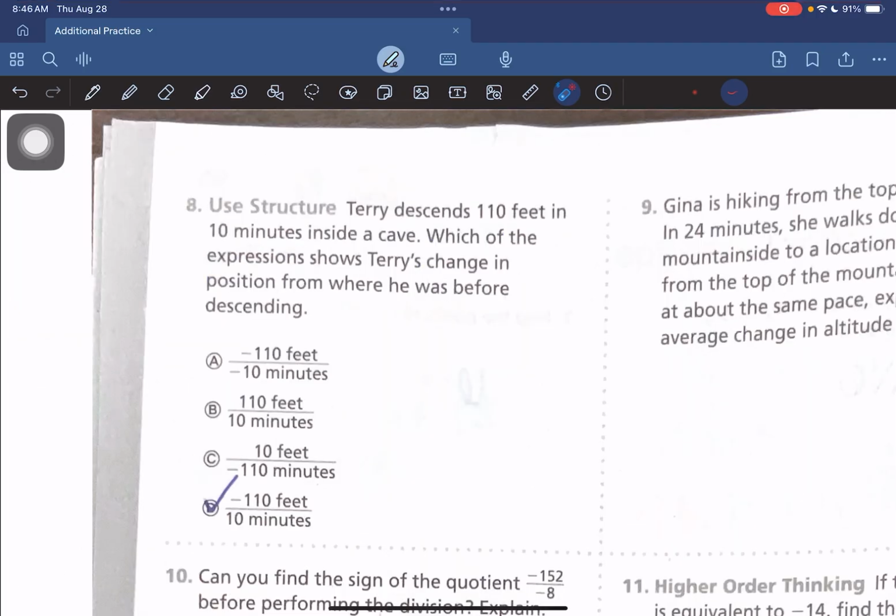Number 8, Terry descends 110 feet in 10 minutes inside a cave. Which of the expressions shows Terry's change in position from where he was descending? So remember, descend is a negative word. 110 feet in 10 minutes. This means that we need to split up that negative 110 into 10-minute segments. So right here, we have the negative 110 being divided by the 10.